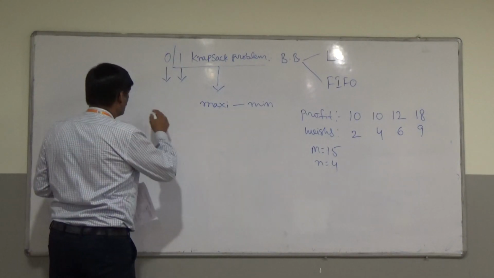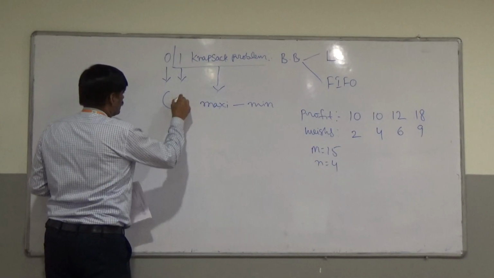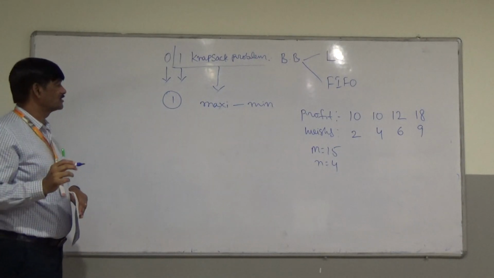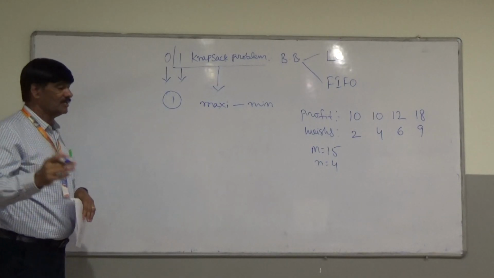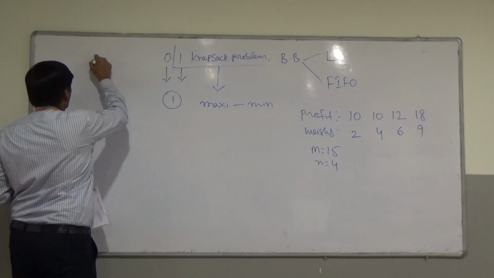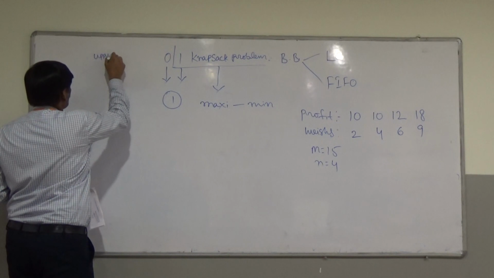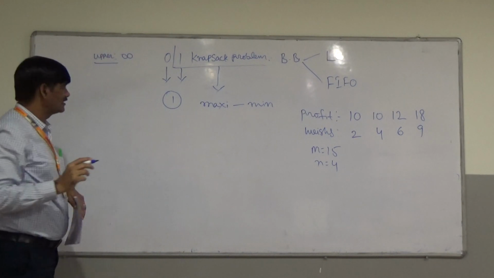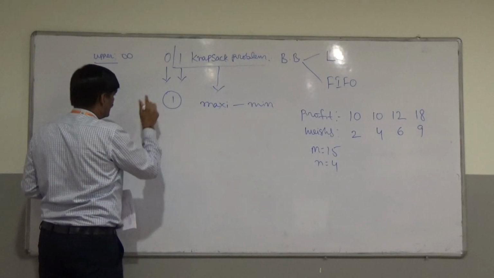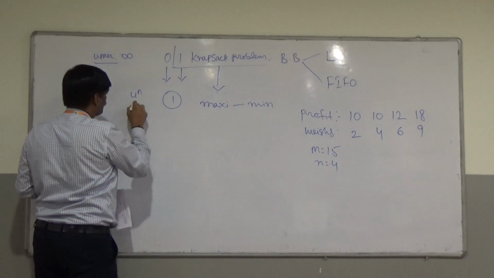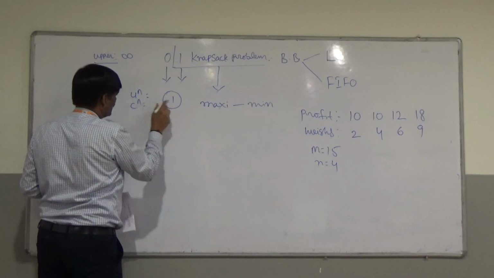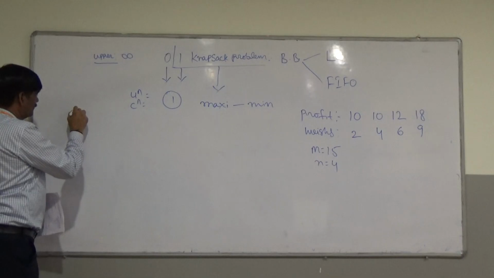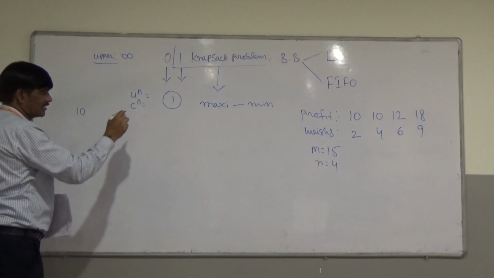first take node 1. Before starting the state space tree, you first need to find the upper bound. Initially take the upper bound as infinity. Next, find the upper bound value and also the cost of this first node. Here you need to consider the first item, so that is the profit 10, and here the weight is 2.